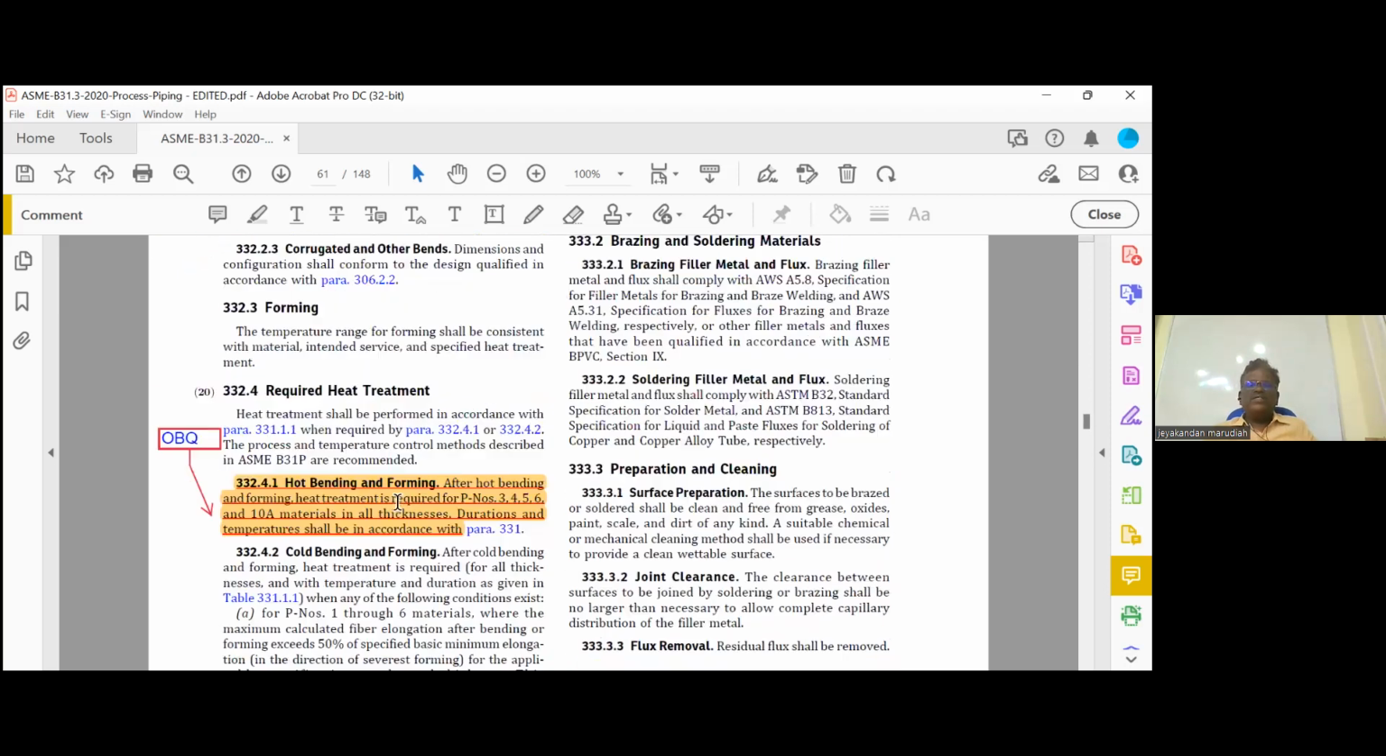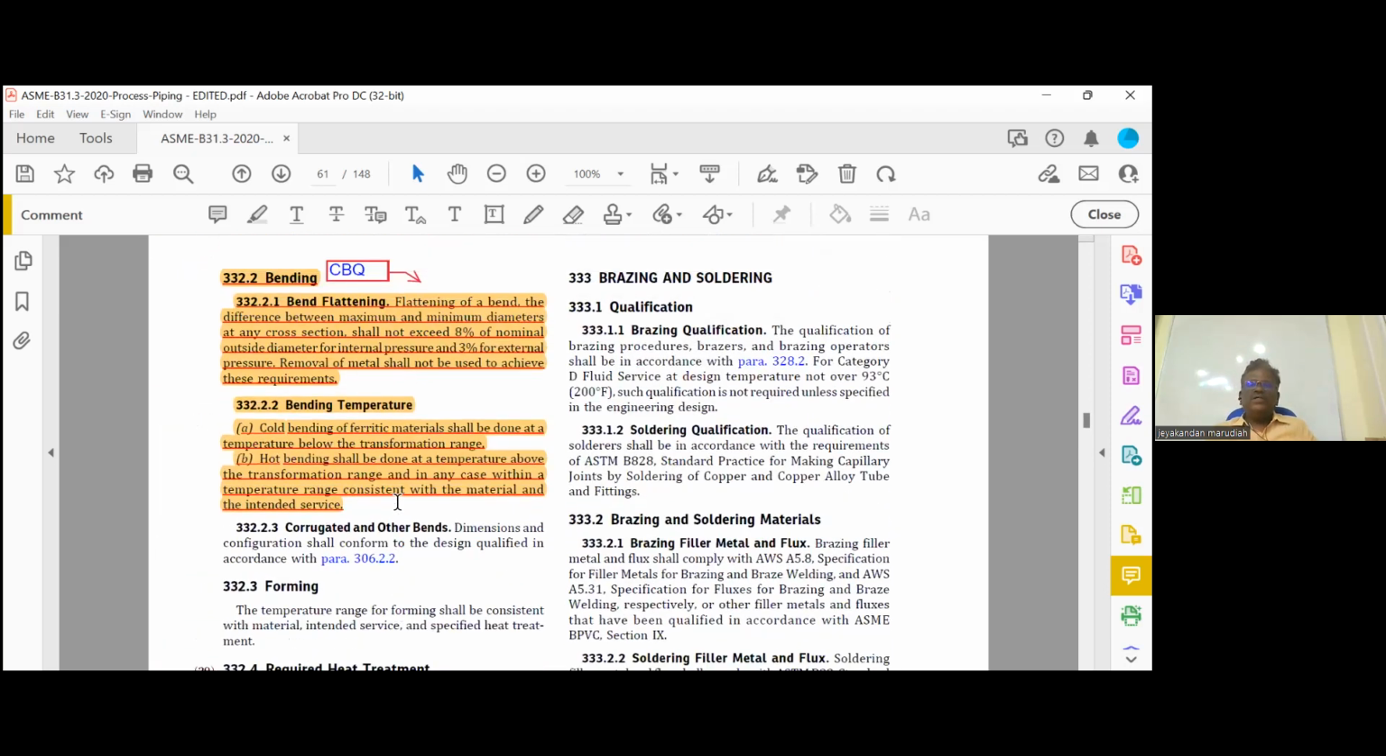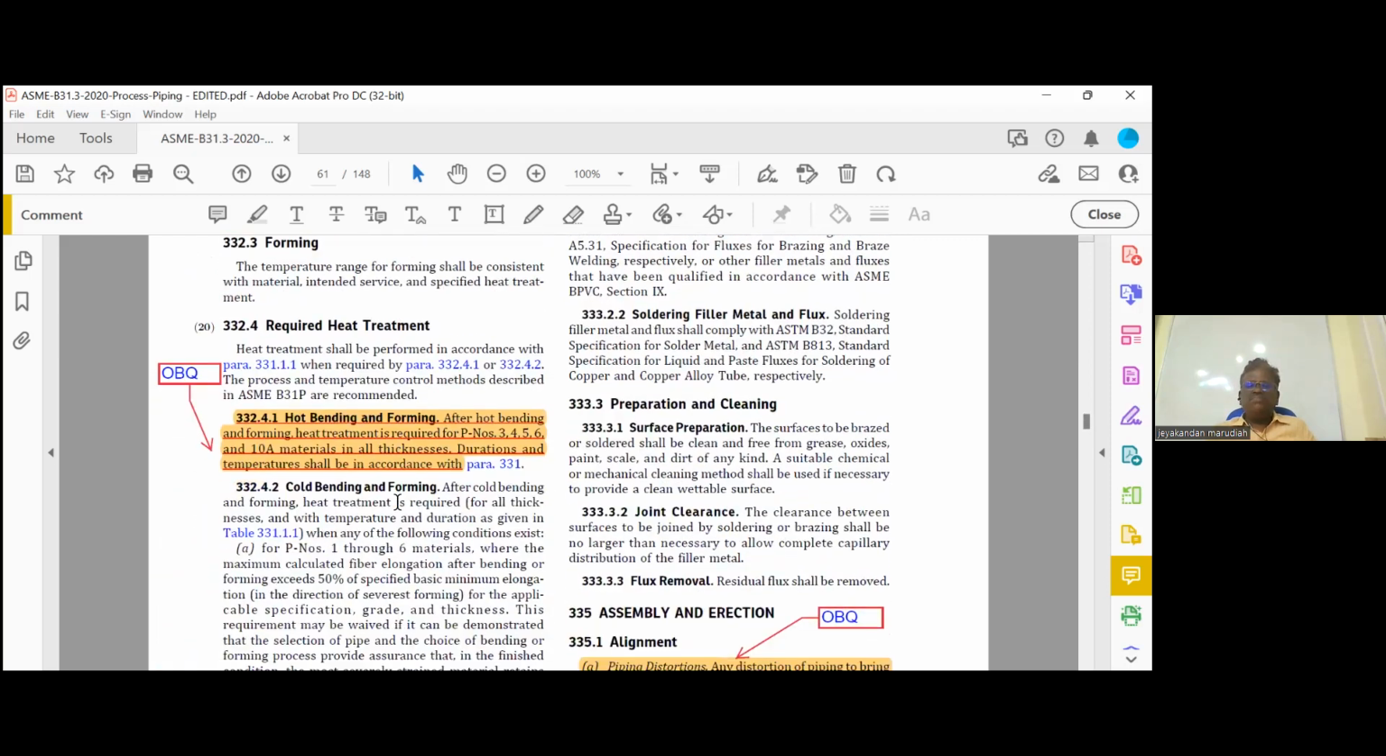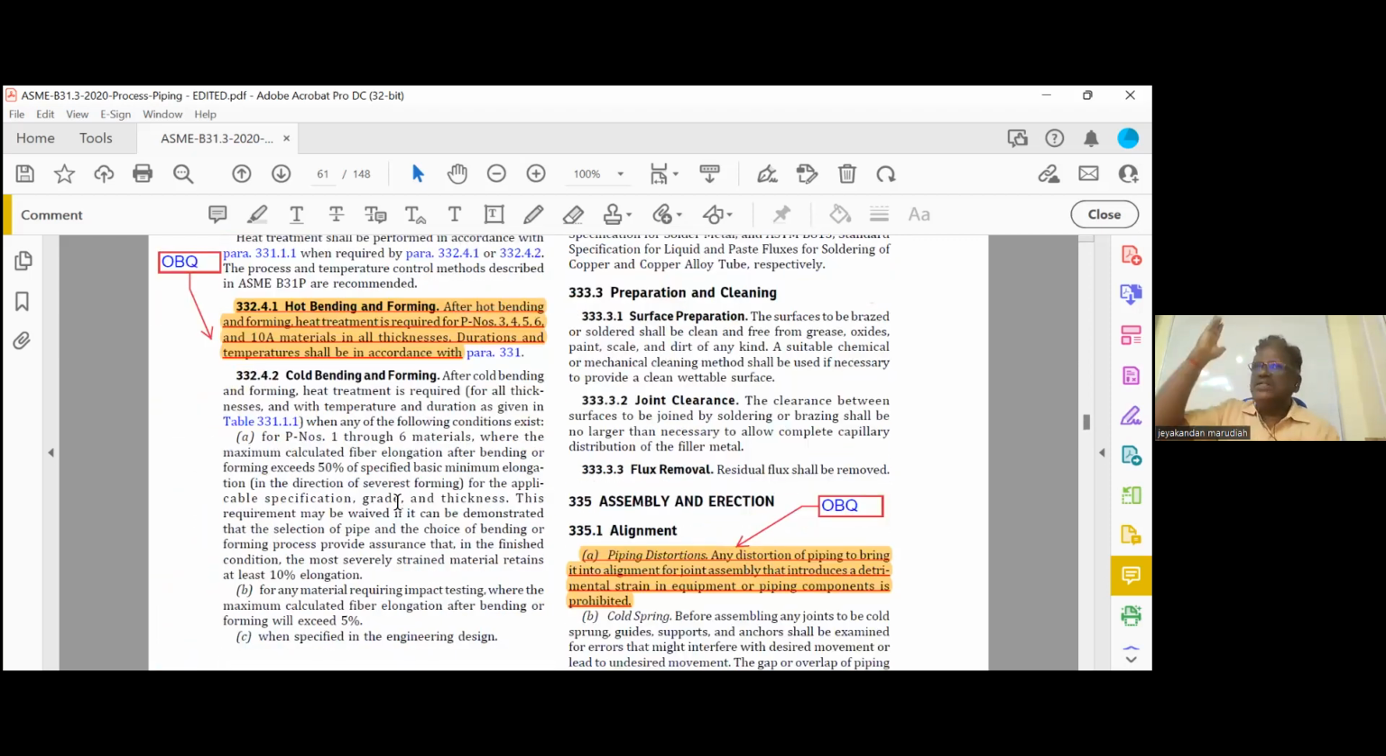Now, distortion. So what is meant by distortion? It means the piping is not aligned. It is not vertical or it is not horizontal. Any distortion, you should not bend the pipe to make it correct. It is not allowed. So highlight this one. Any distortion of the pipe to bring it into alignment for joint assembly that introduces a detrimental strain is prohibited. That is open to question.